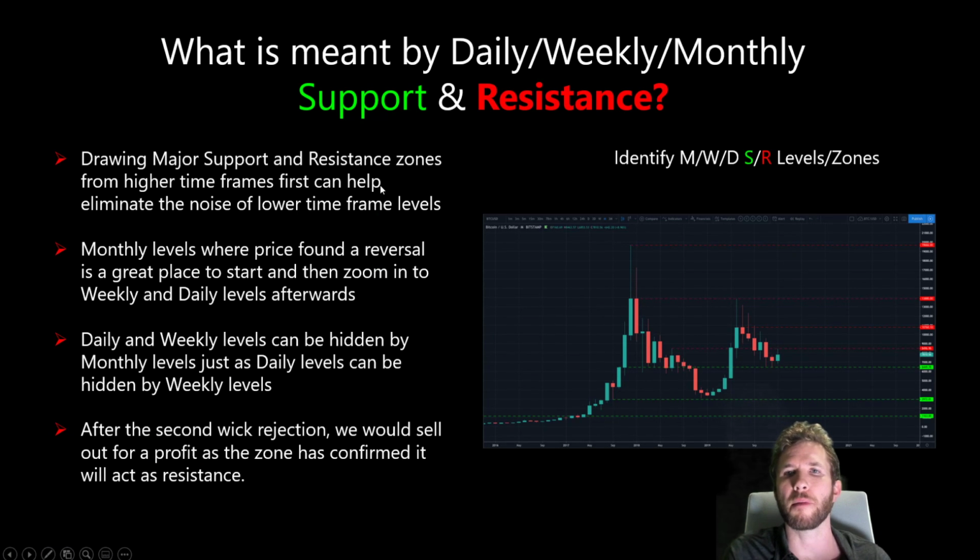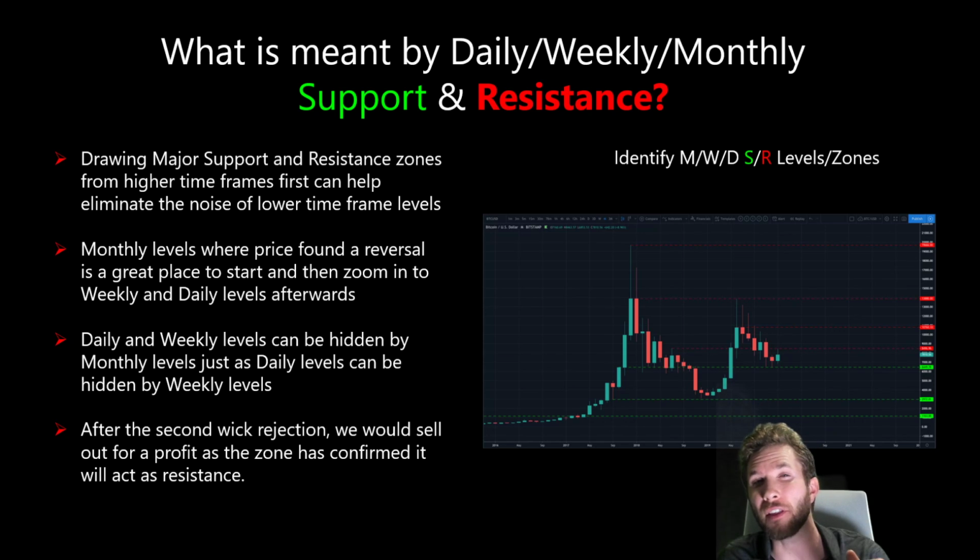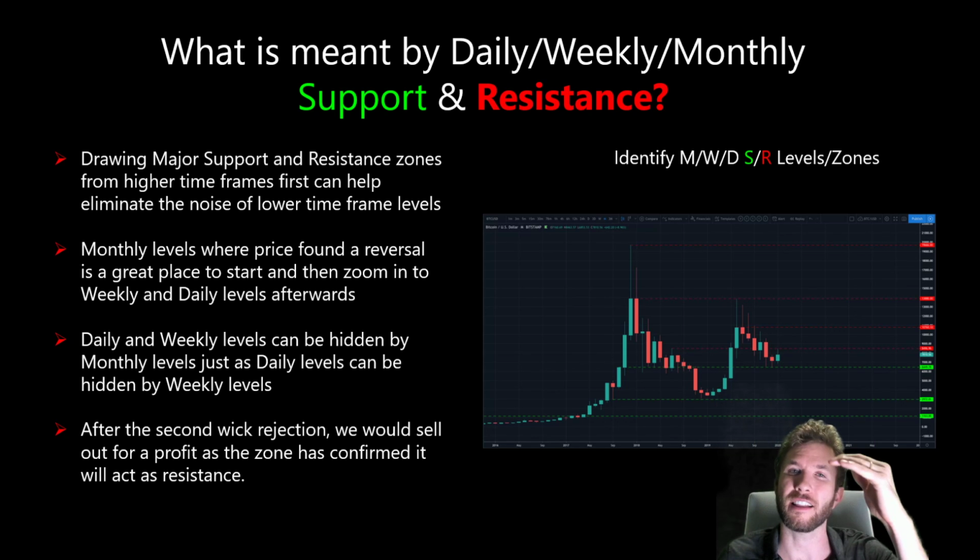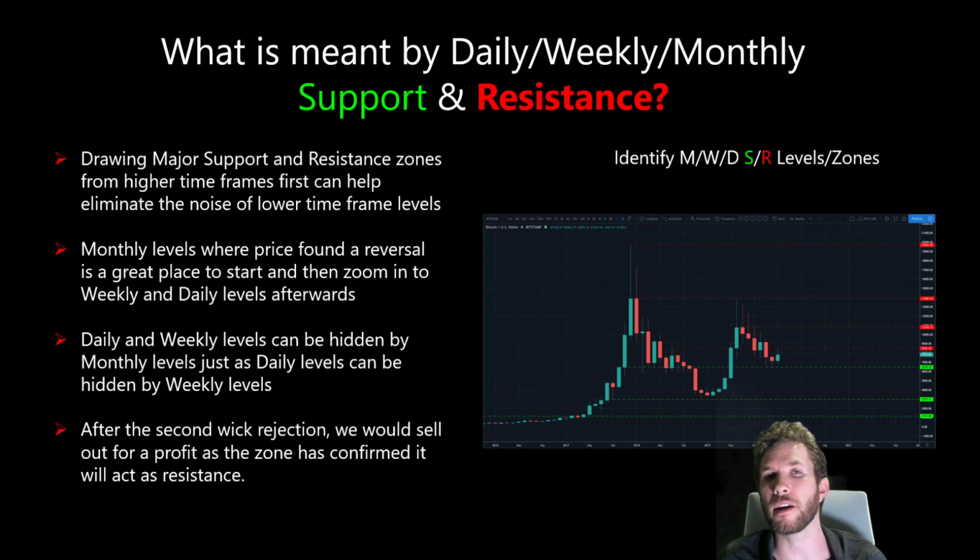Okay, so what is meant by daily, weekly, monthly support and resistance? These are very, very key levels. I'd highly recommend marking off your charts the monthly open, last month's open, the weekly open, last week's open, and then the daily open, the daily close, the daily high. Even Monday high and Monday low are pretty good for intraday trading.